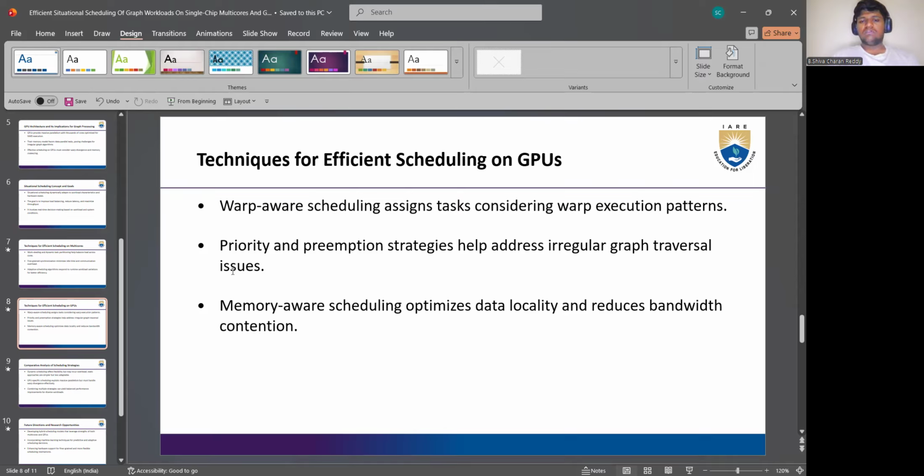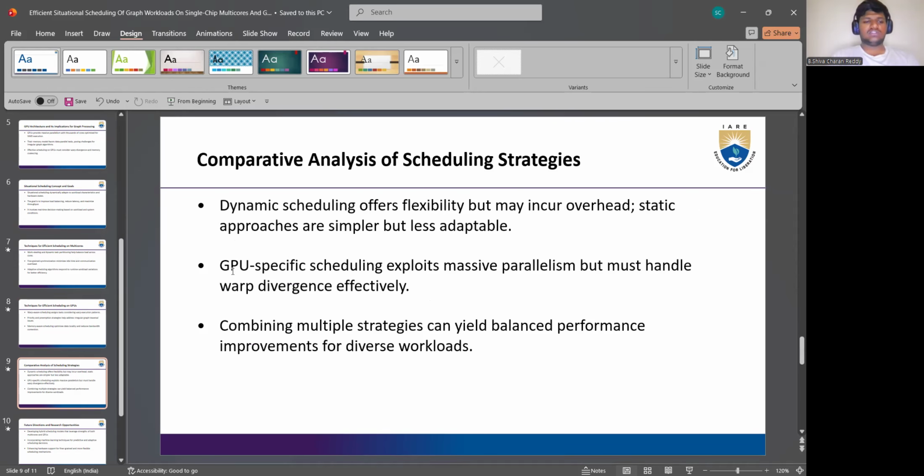Memory-aware scheduling optimizes data locality. This scheduling, which is done through awareness of memory, optimizes data locality and also reduces the bandwidth contention.